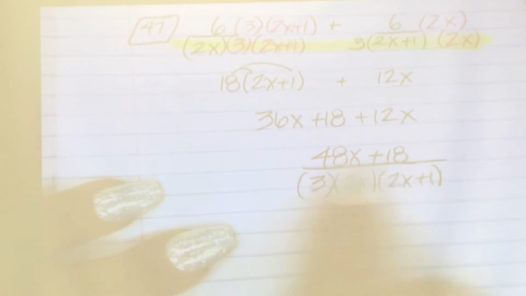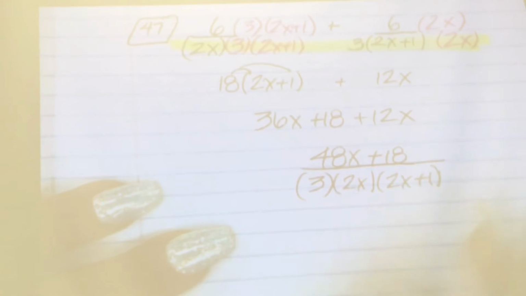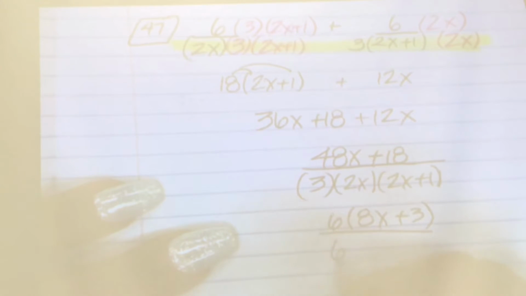Well, let's see what we can take out of here and cancel. What can I take out of a 48x and an 18? 6. Can you take out a 6? Yeah. Isn't there a 6 down here? So look what's going to happen here. Take out a 6, and I'm left with 8x plus 3. Agreed? Everybody with me? Yes. And then on the bottom, don't I have 3 times 2? That's 6, isn't it? And then an x. And then a 2x plus 1. So what's going to cancel?